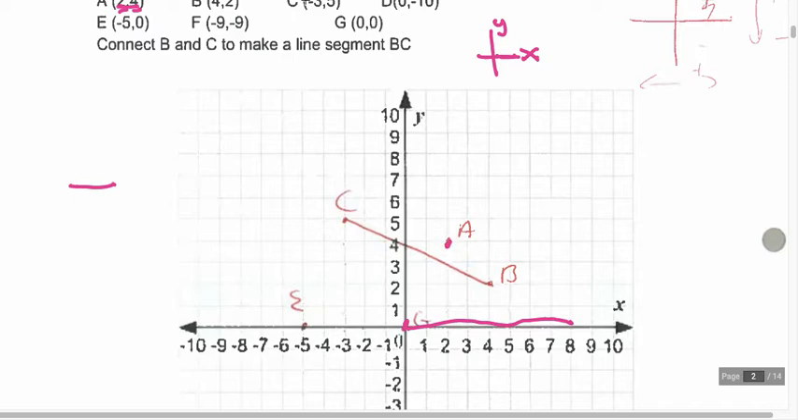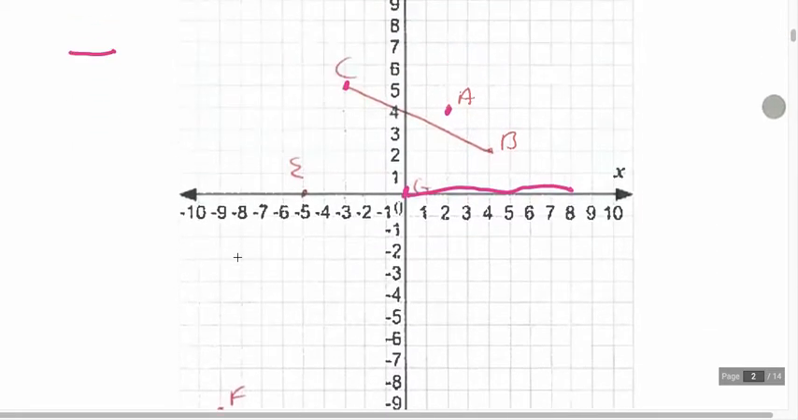And then you can look at certain other points like this. C says go side to side -3 and up and down 5. So you go left 3, up 5, and that would be the point C. Okay, so that's the overall of that.